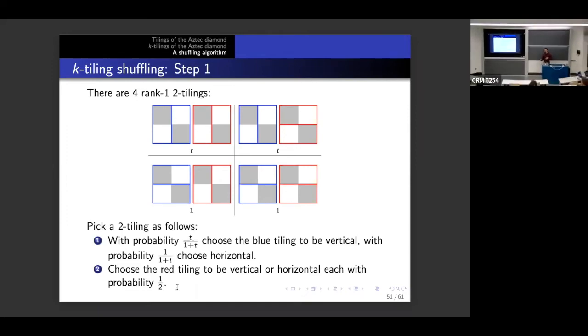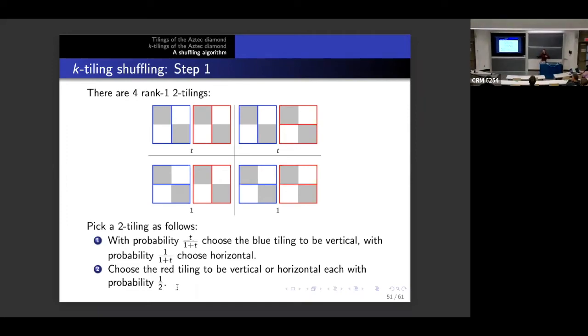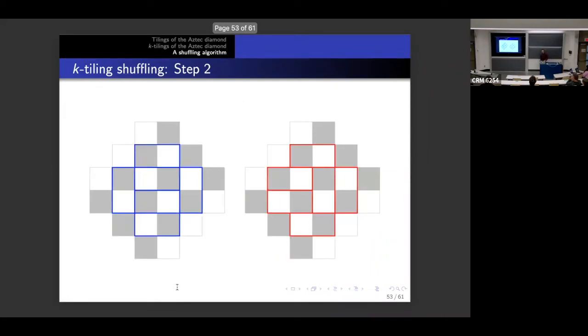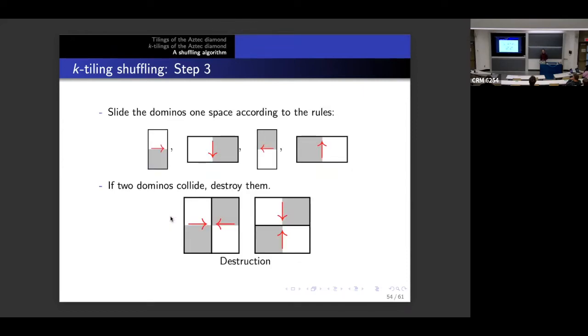And now every step of this algorithm is going to grow the tiling 1 higher rank. So let's suppose we've run it a bunch and we have some rank K tiling. The next step is to embed this in a 1 larger checkerboard, and now slide the dominoes according to some rules. So whenever you see a vertical domino with this parity of squares, you're going to slide to the right, and so on. And if ever 2 dominoes collide, they slide into each other, then you're just going to delete those dominoes from the picture.